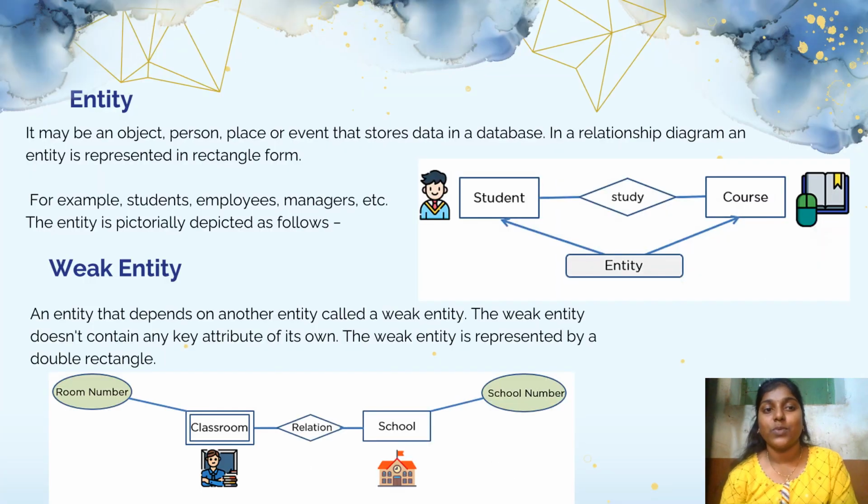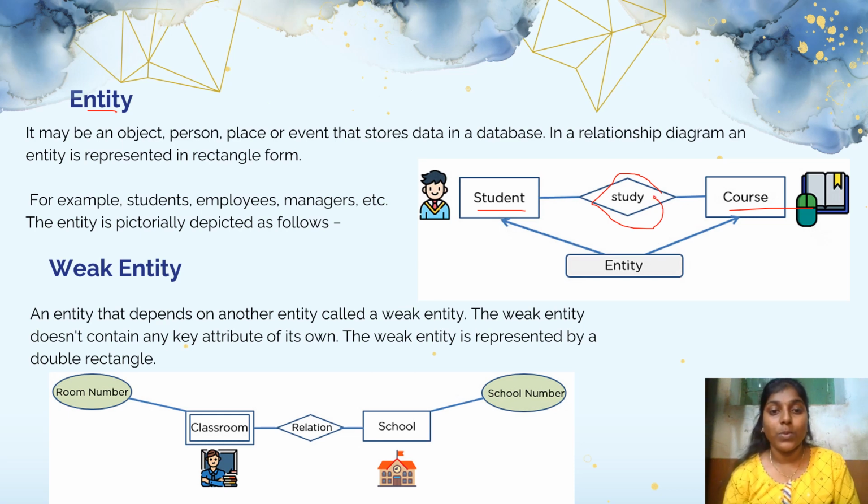So what do you mean by entity? An entity can be an object, person, place, event, or anything that is stored in a database. In the diagram I'll show you this. This is an entity, student is an entity, and course is an entity, and this is a relationship between them, meaning student studies courses is the relationship between them.